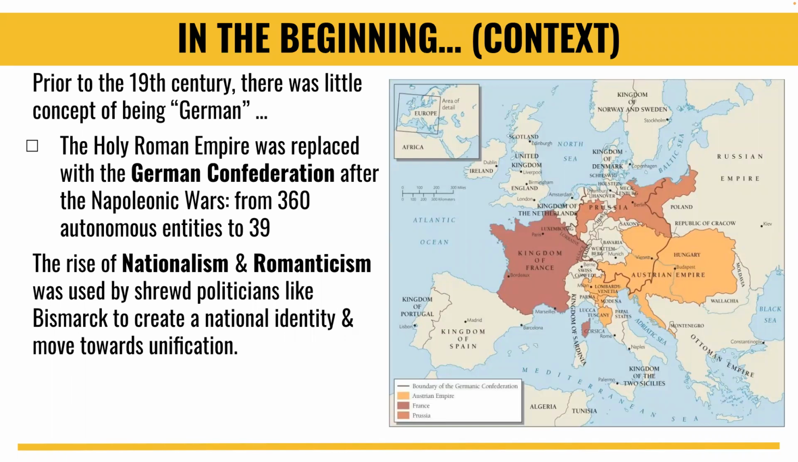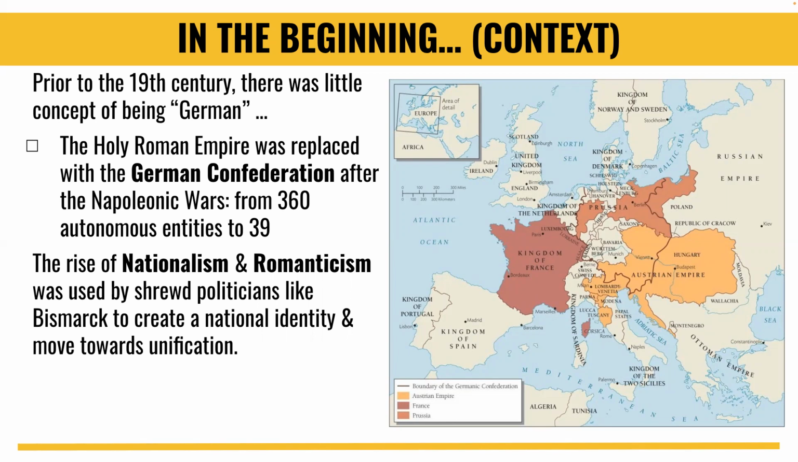After Napoleon was defeated, they needed to come together in order to be a dominant power in Europe and obviously the world. So the German Confederation was formed after the Napoleonic Wars. These German-speaking entities, which at the time there was close to 360 of them, jam-packed in the middle of Europe. Can you imagine that?